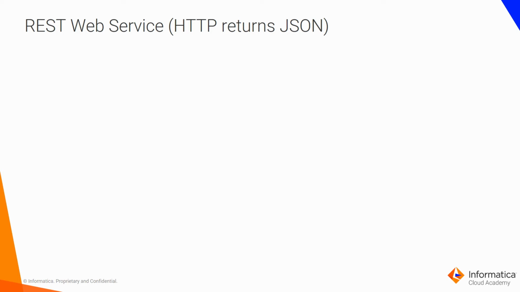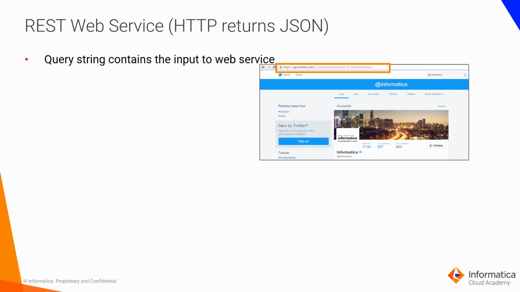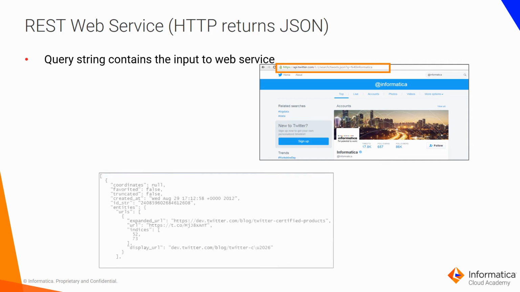Let us now consider the Twitter API example to demonstrate how using REST API we can send a request and receive response in JSON format. As you can see, the highlighted text represents the query string. The query string contains the input to the web service, which is used to process the data and return the response. In most of the cases, REST API returns response in JSON format.